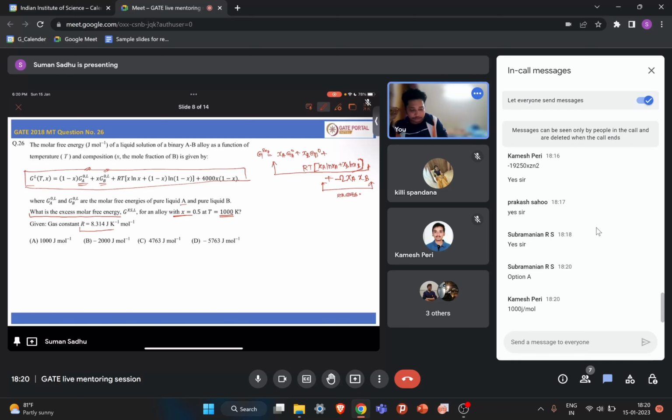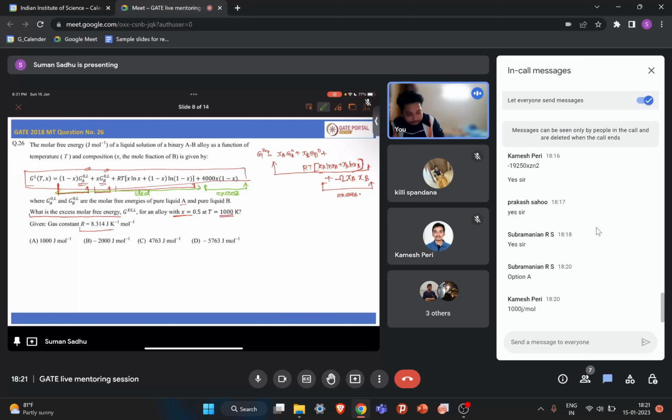So here if you see this equation, a similar kind of equation is there. So this is XA, that means 1 minus XB, into GA naught plus XB GB naught plus RT (XA ln XA and XB ln XB). So up to this part it is ideal, and this part is your excess.